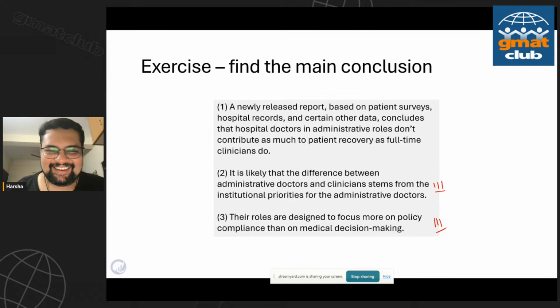So, what's happening here? I'm happy to see nobody chose 1. So, why is statement 1 not the main conclusion? Manan has changed your answer. Okay.